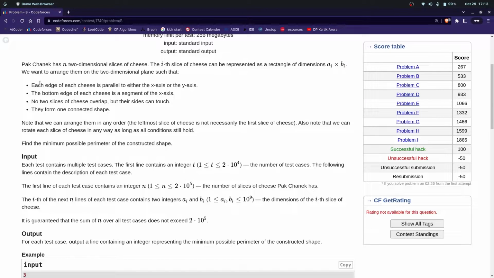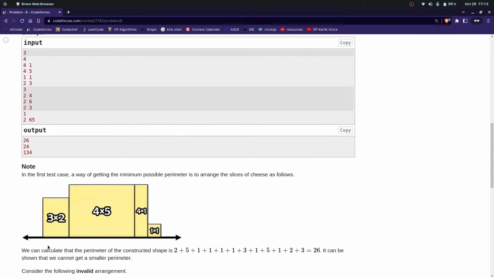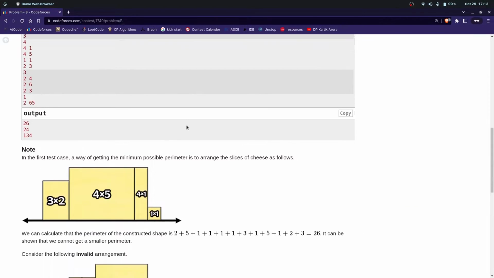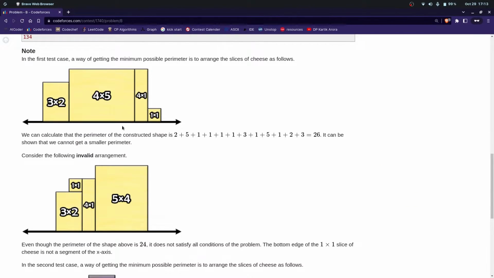Now it says that each edge of the cheese is parallel to the x-axis and the y-axis. So it should not be at any angle to the x-axis, it should be parallel to it, right? As in this particular case. The second thing is the bottom edge of the cheese is a segment of the x-axis. So I'll explain what this particular statement means. This means that if you see here, all the four boxes are touching the bottom x-axis, right? So this should be the case.